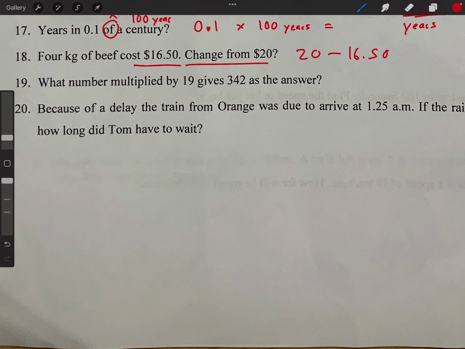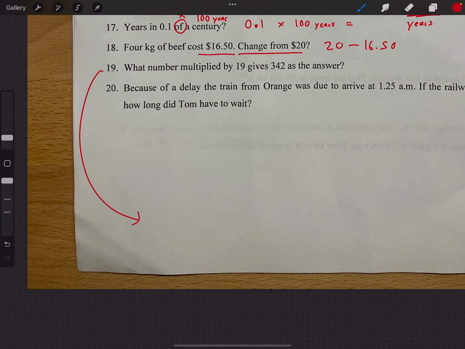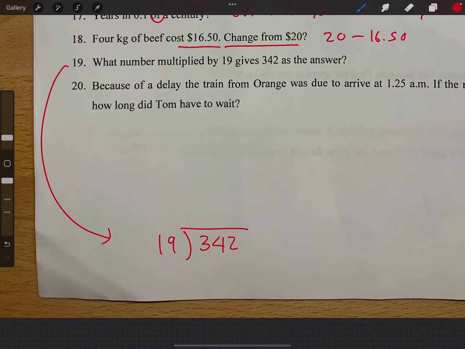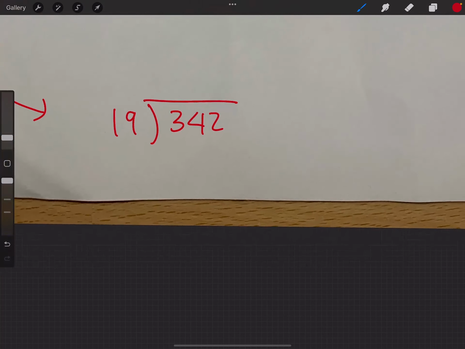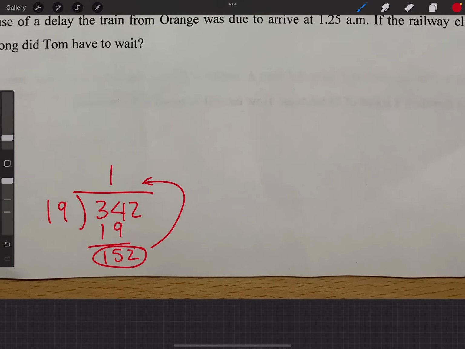Question 19. What number multiplied by 19 gives me 342? So I'm going to do this one at the bottom here. You take 342 divided by 19. Alright, I'll leave that to you. Actually, I might help you. This one will be 1. 1 times 19 is 19. And this will be take away, and you get 152. Alright, what's 152 divided by 19? Get that number, and that's the answer.